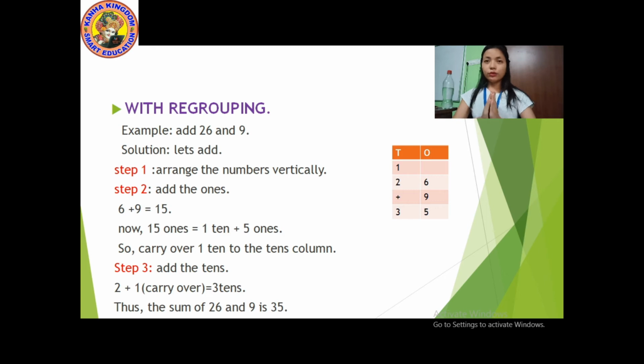Now we'll solve one example. Okay, now example, add 26 and 9. We are going to find out the sum of 26 and 9. Okay student, now the solution. Let's start.